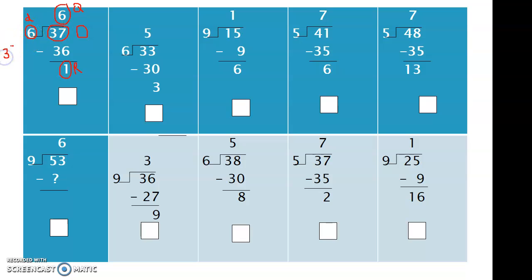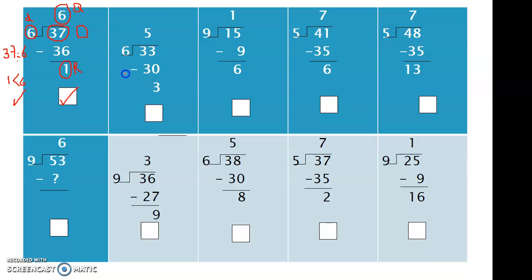So 37 divided by 6. 6 is the divisor, 37 is the dividend. The answer of the division, we write it up, we call it quotient. With remainder, the number that's written down equals 1. We will check if these operations here are correct or wrong. Always we have to check. Is the remainder less than the divisor? 1, is it less than 6? Yes, so the operation is correct.